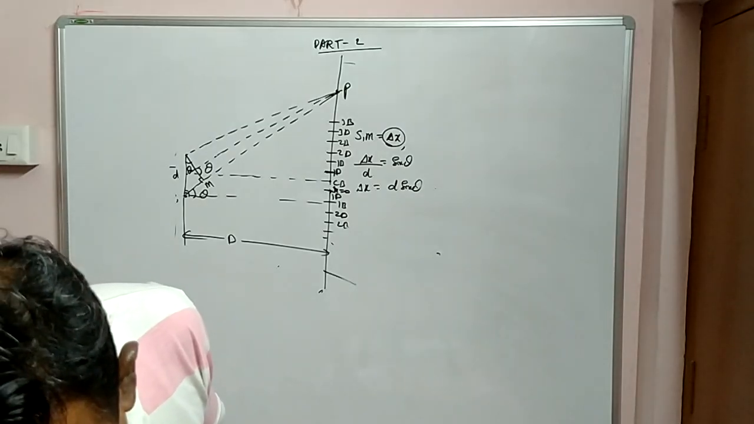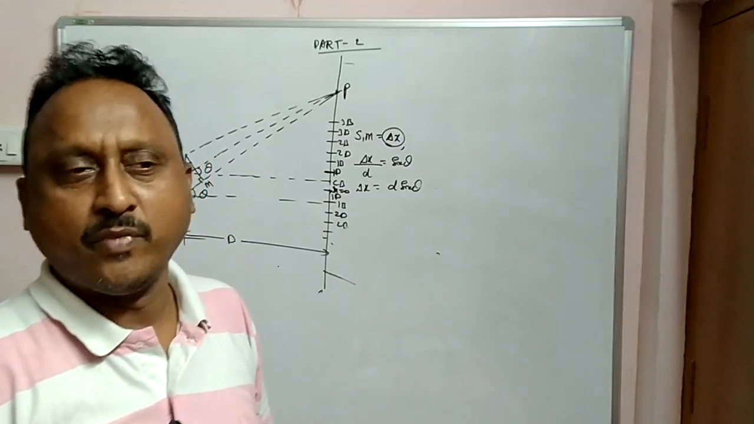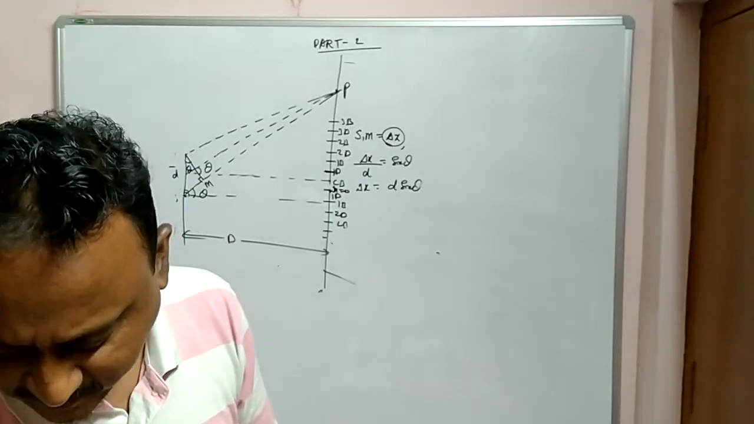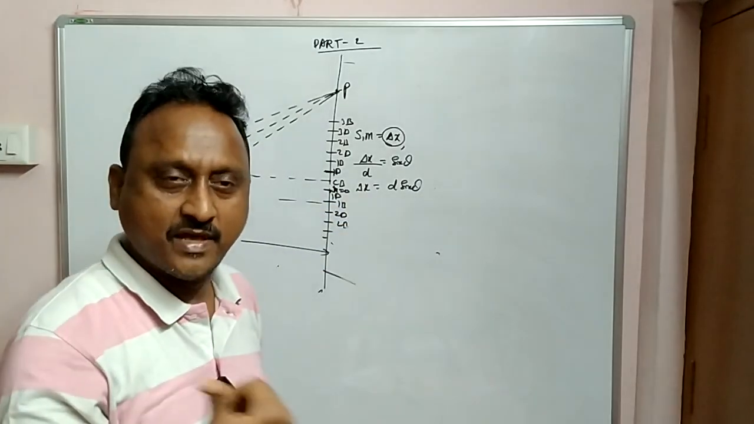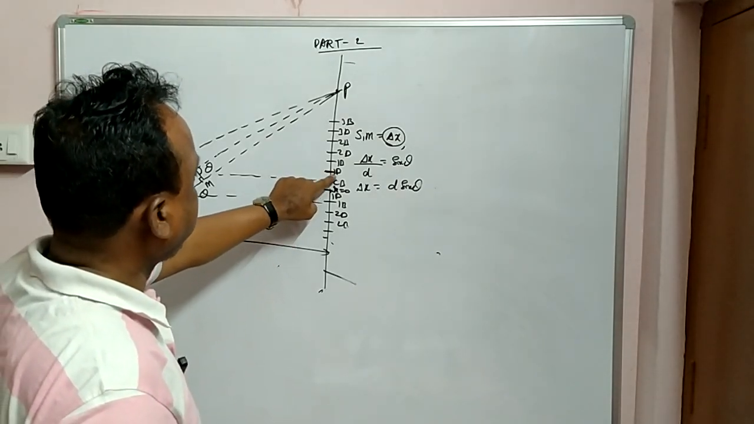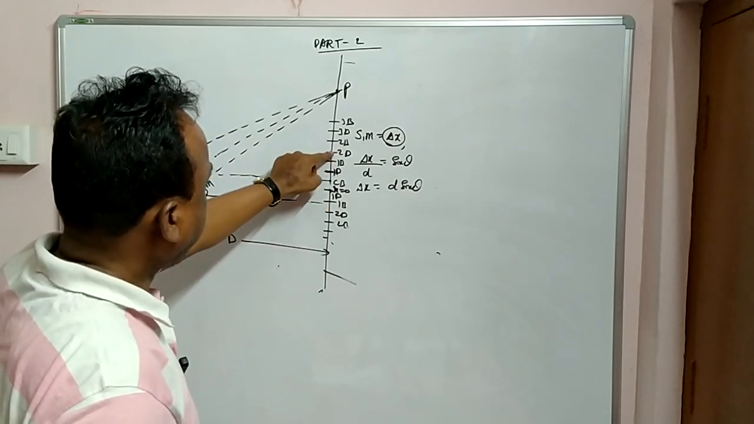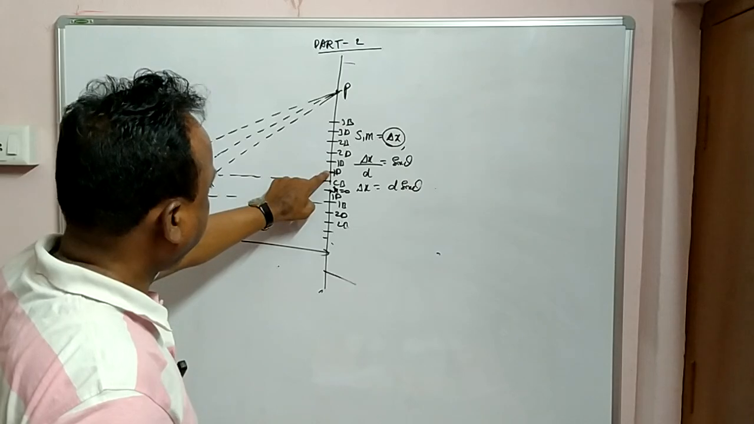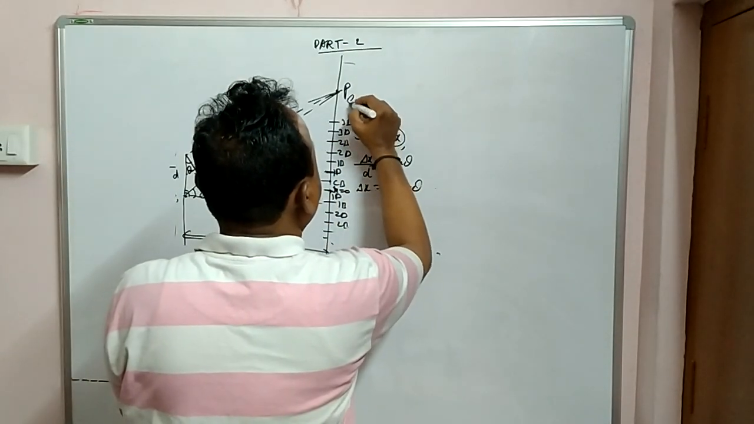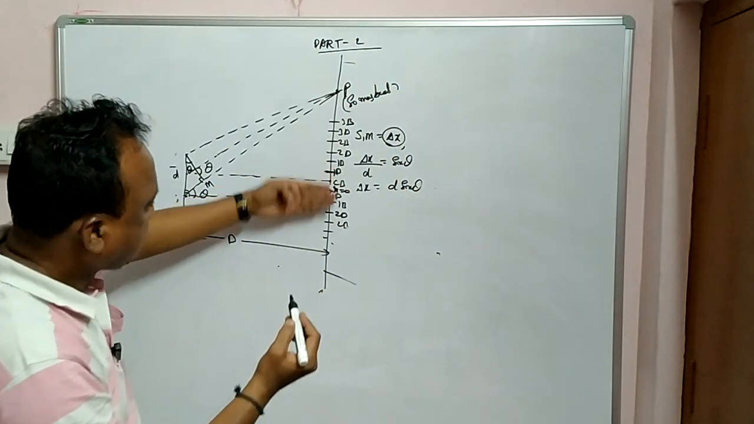The next one in this chapter is how to calculate the number of maximum bright bands and the number of minimum dark bands on either side of the central band. For example, you can see in this figure, this is the central band. You can see first dark, first bright, second, first bright, dark, bright, dark. So like that you are getting so many bands, bright and dark, on this side and also on this side.